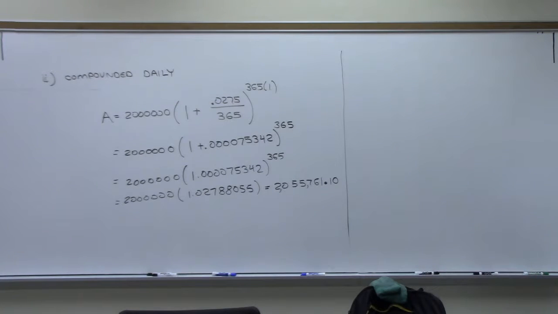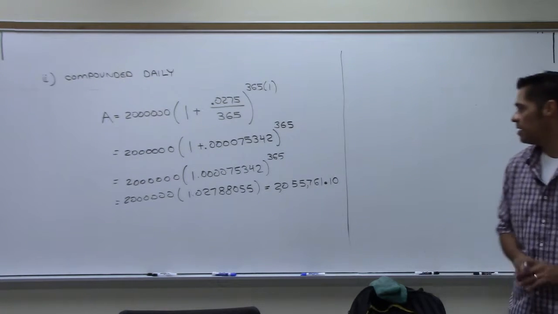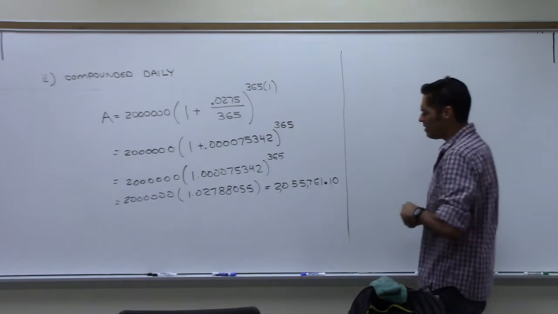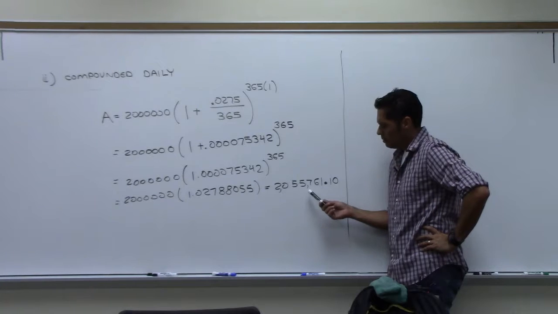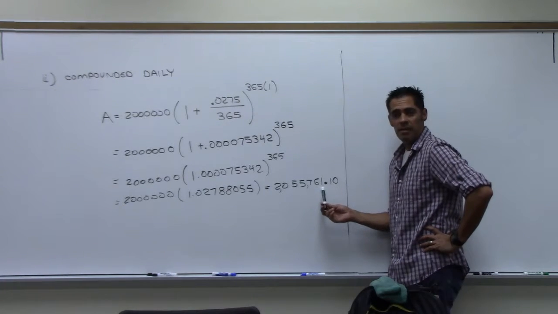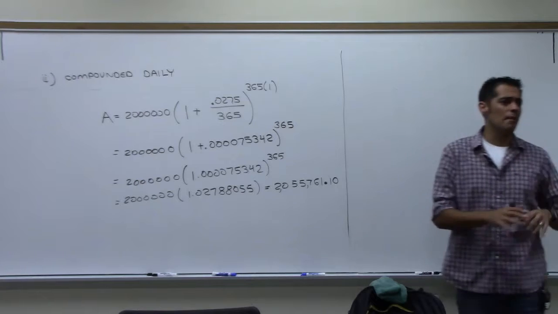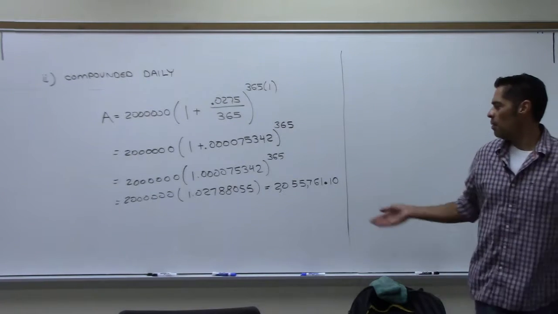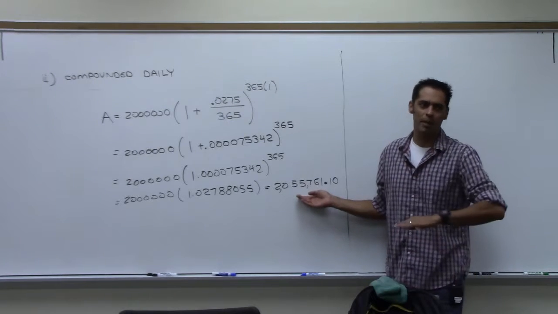I'm getting $2,055,761.10. What was it last time on the previous one? 2,698. Oh, I got $70 more or something like that. Look, we're all going to be a little off depending on how we round, but you just don't want to be coming up here and your answer's like 32 million, something way off.